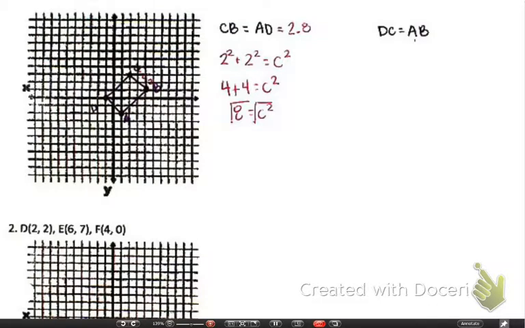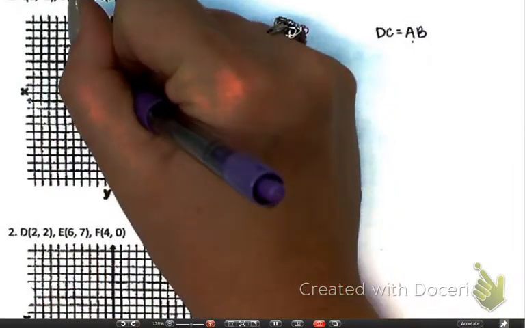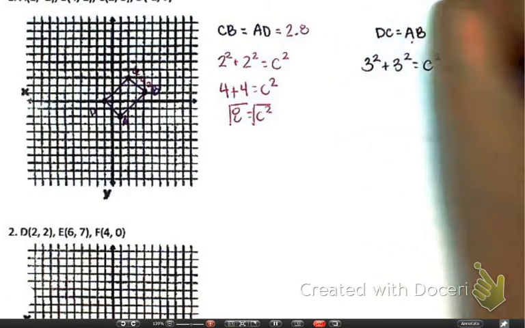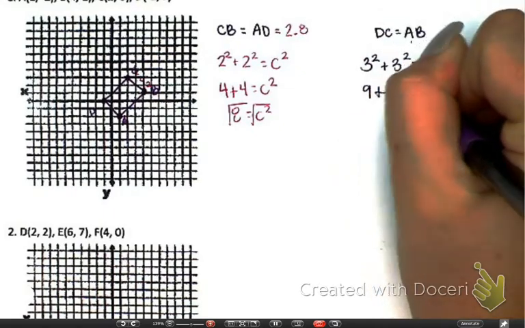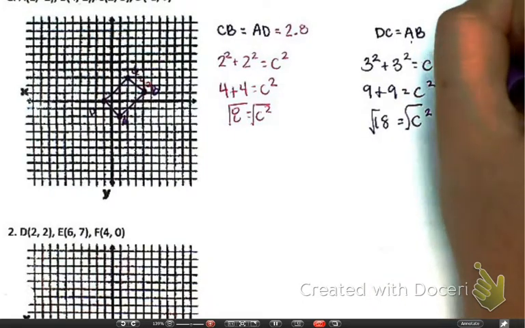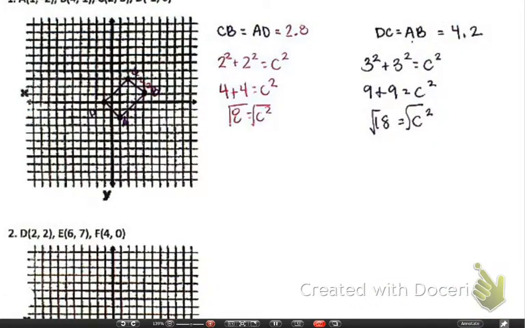Someone from the last set of groups, what was your answer for DC? 4.2. Does it make sense that they're the same? They should be, right? They're equal sides. It's a rectangle. So all of you should have gotten 4.2. So you found that you went up 3 and over 3. So 3 squared plus 3 squared equals c squared. Or 9 plus 9 equals c squared. Or 18 equals c squared. And you end up with 4.2.